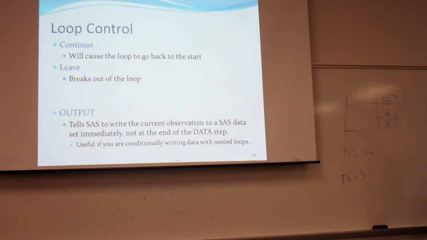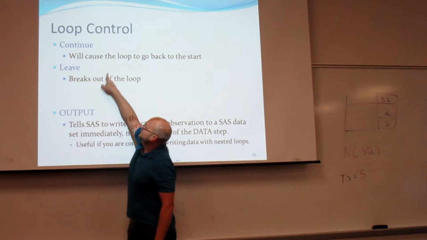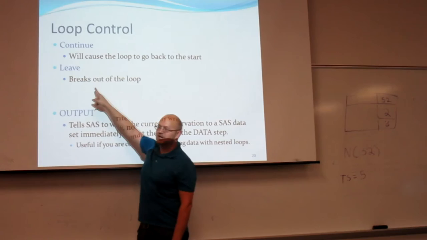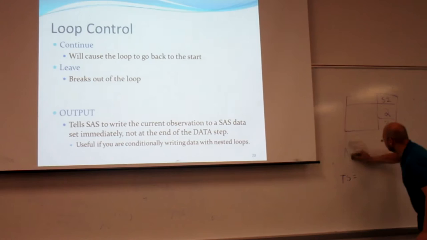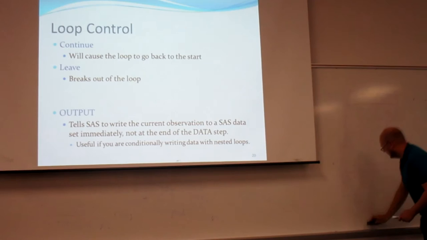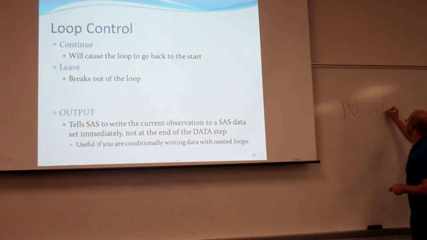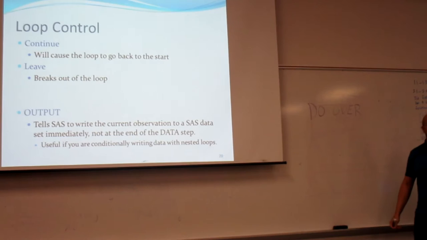So there's a little bit more control you can do in looping. In any loops, you can do this. There's a statement called continue, and there's a statement called leave. So let's say we had a loop. And I want to say do over, and see, when I first heard do over, I thought I'm going backwards or something, but it really says I'm doing over the array S, right? So for every one of those columns S, I'm going to run the same thing.